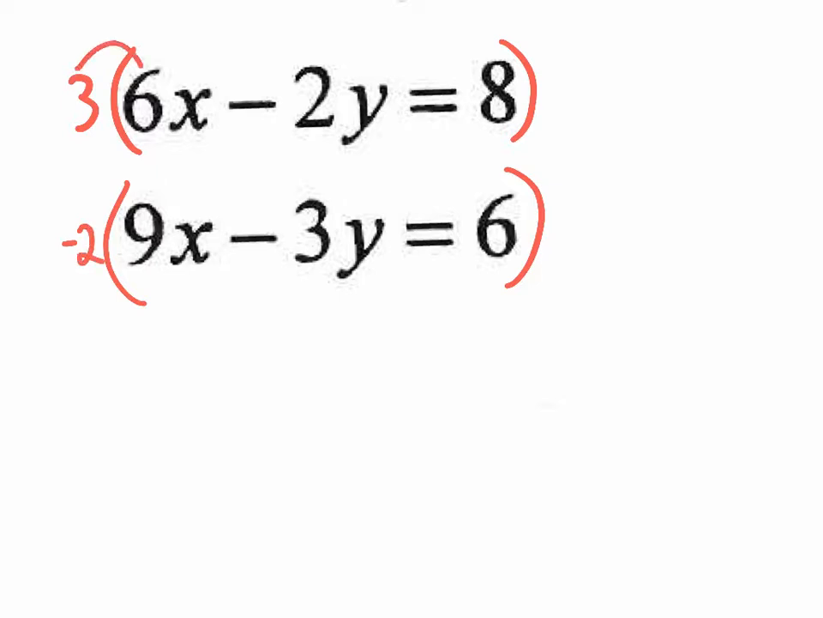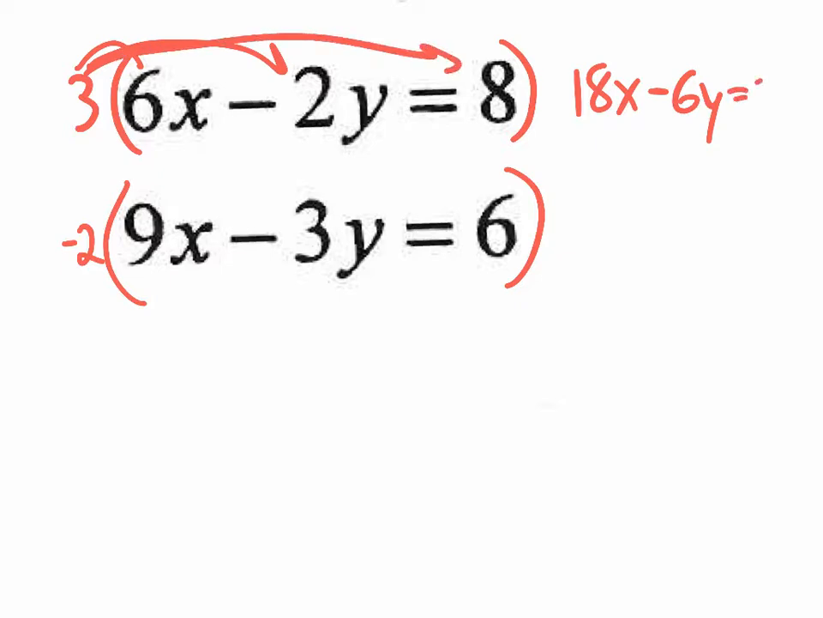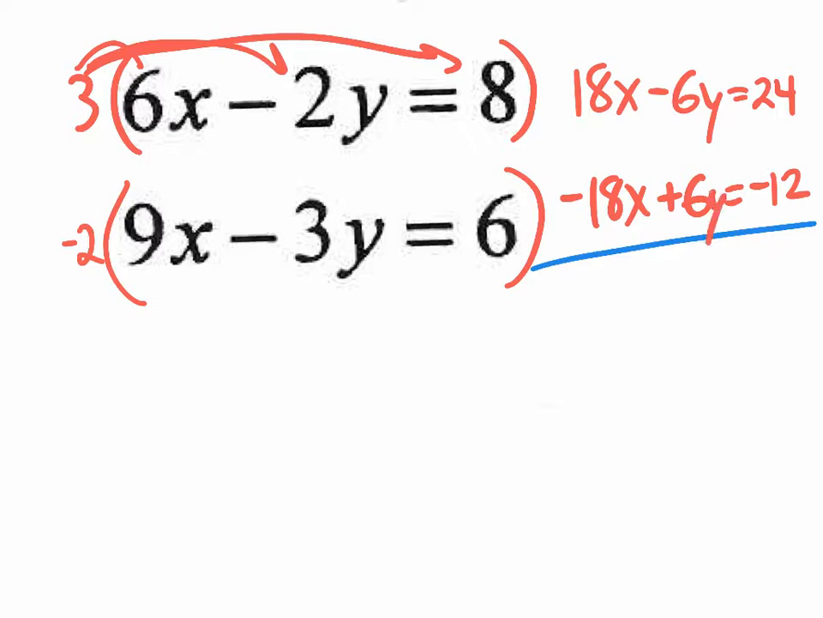So the top equation, 3 times 6x, that's 18x. 3 times negative 2y, that's negative 6y. 3 times 8 is 24. The bottom equation, negative 2 times 9, that's negative 18x. Negative 2 times negative 3y, positive 6y. Negative 2 times 6 is negative 12. So we are ready to combine and eliminate, oh, I forgot the y on the bottom. We're ready to combine and eliminate those y values.